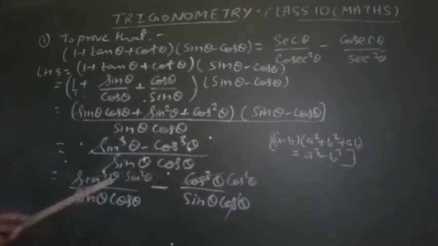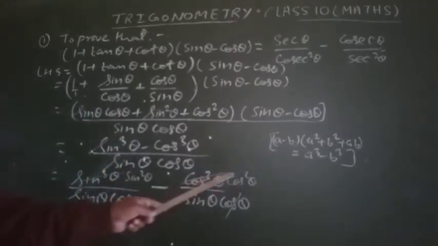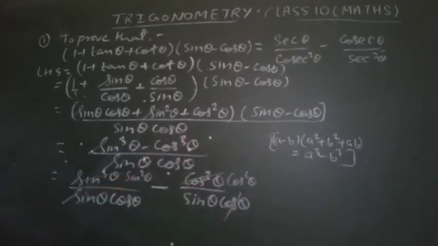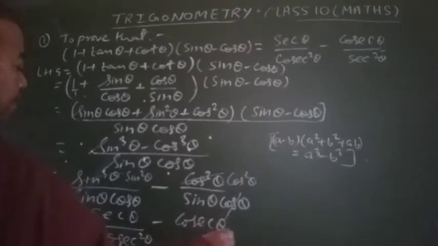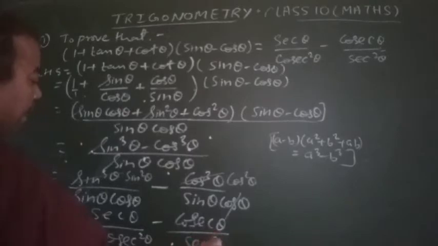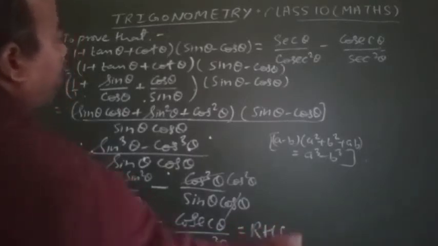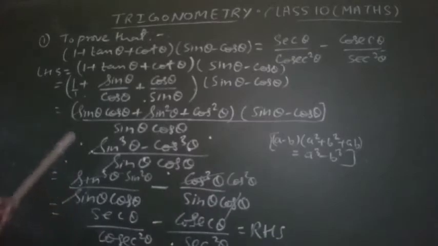Now what will happen now? Sin square will go down as cosec square θ, and cos will come up. Similarly, cos square will come down as sec square, and sin will come up as cosec θ. So here the cos will go up as sec θ by cosec square, minus, okay, minus what? Here it is cosec θ by sec square θ. This is the RHS.